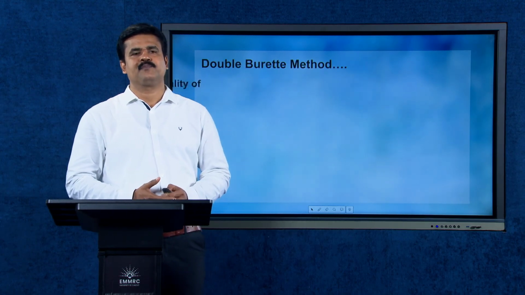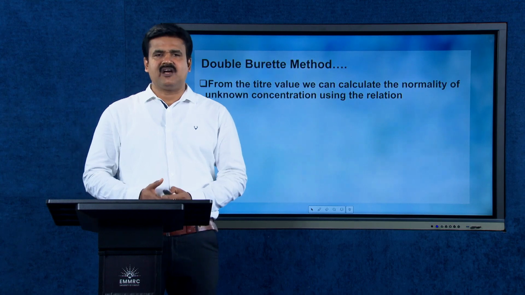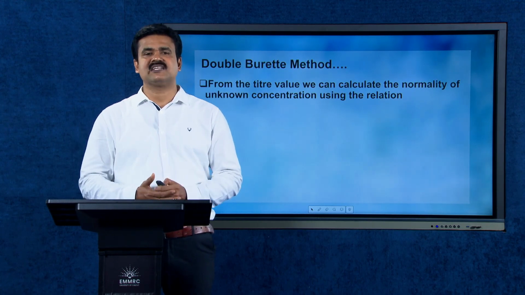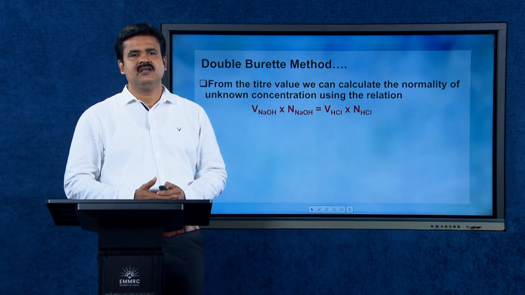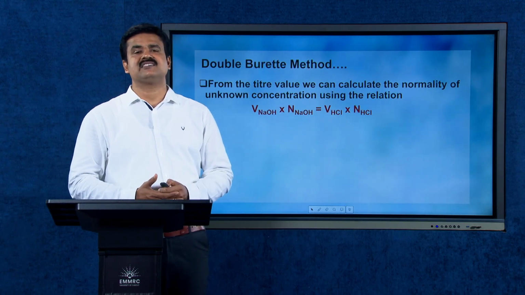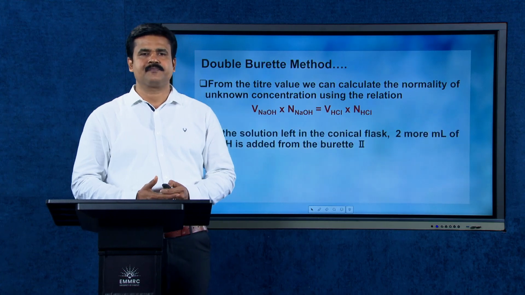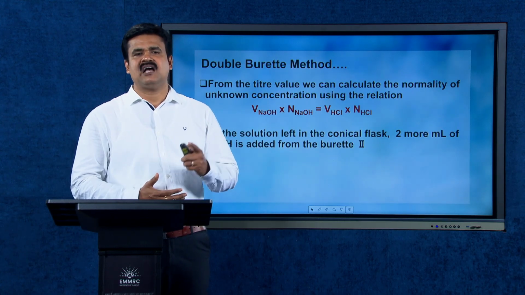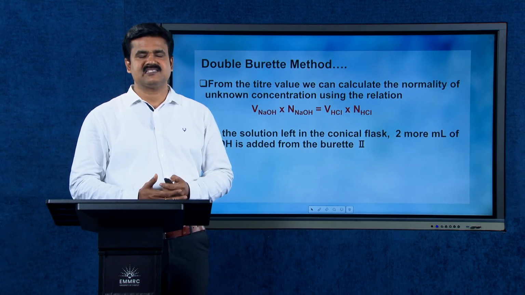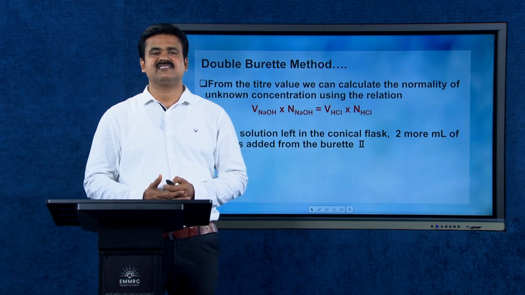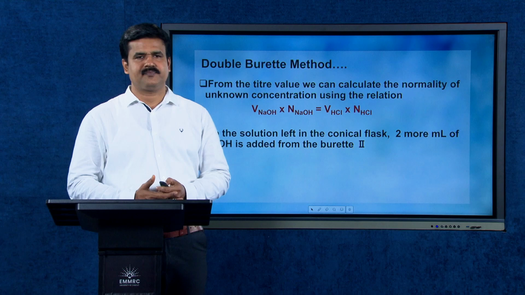Now, from the titer value, we can calculate the normality of unknown concentration using the relation V_NaOH × N_NaOH = V_HCl × N_HCl, where V_NaOH and V_HCl represent the volume of NaOH and HCl, and N_NaOH and N_HCl are the corresponding normalities.